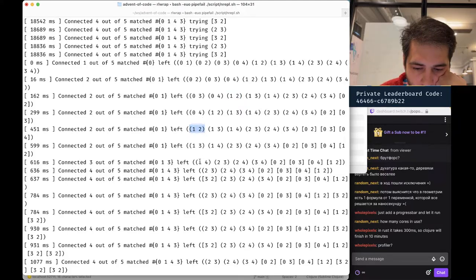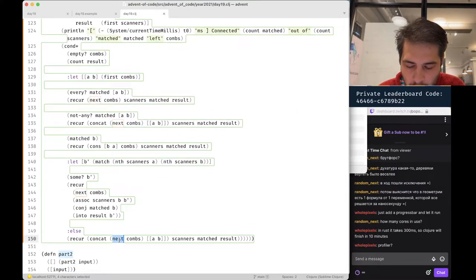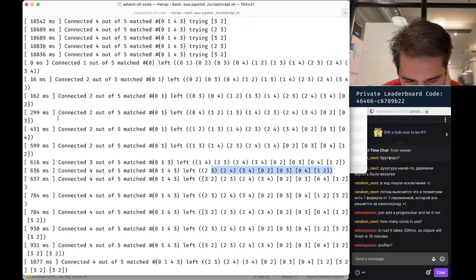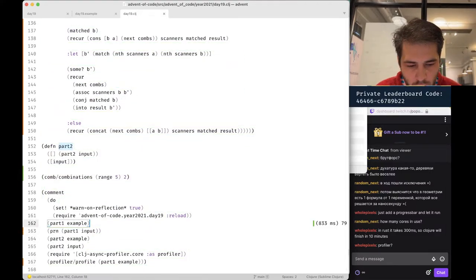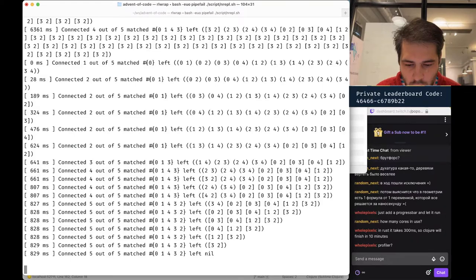We tried 1, 2. We tried 1, 3 and matched it, right? So it's good here. Then we tried 1, 4 and also matched it, like here. And then we get 2, 3, 2, 4, and so on. Okay, so this exit condition is wrong, right? So we tried 2, 3, and the actual thing that got matched. This is how it has to be. And now we get this, right?